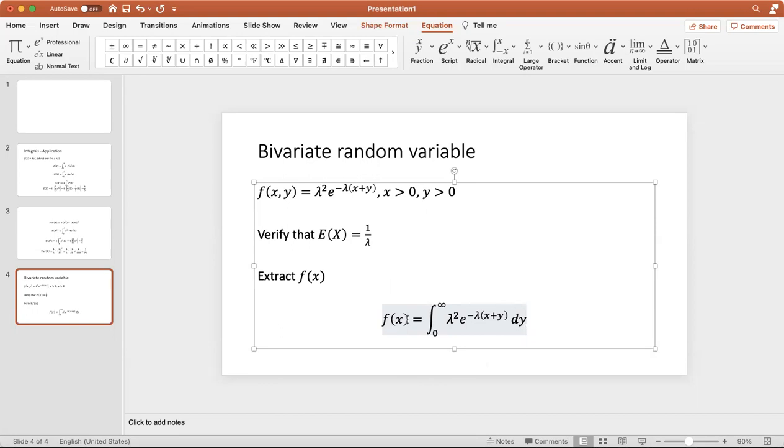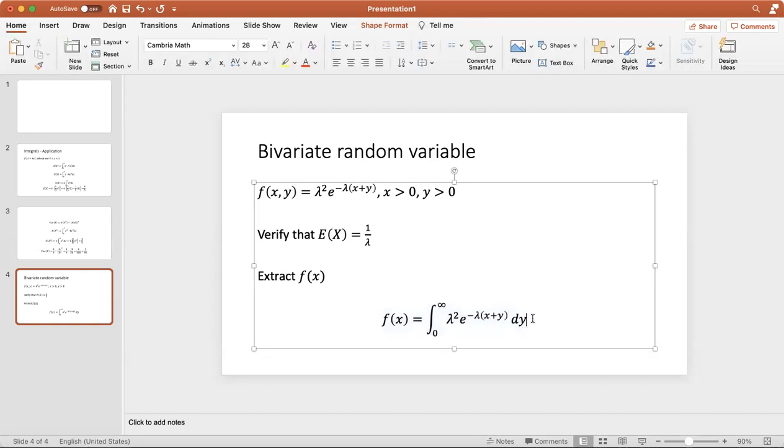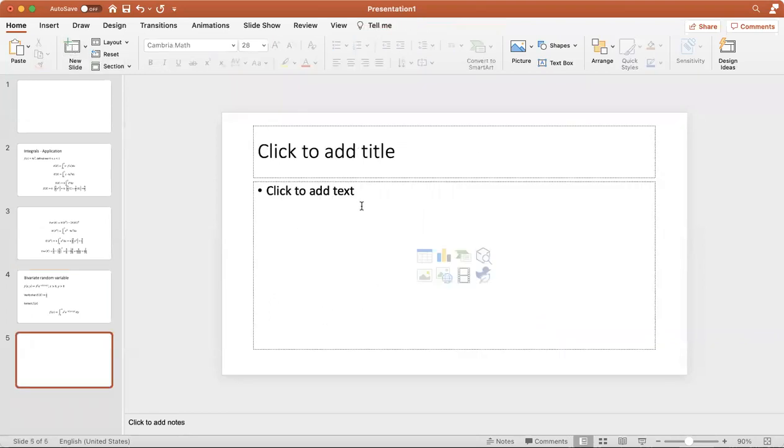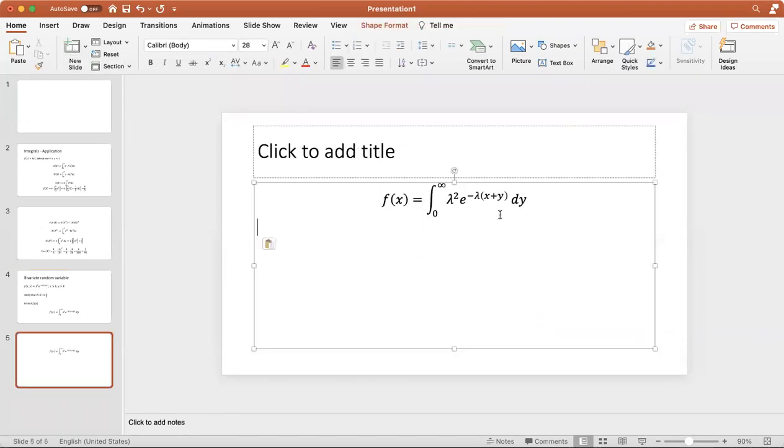This time we just need f of x. So we take the integral of the joint density function over all values of y, and you call this the marginal density function. Now let me copy this expression here, and we can factor out some things.